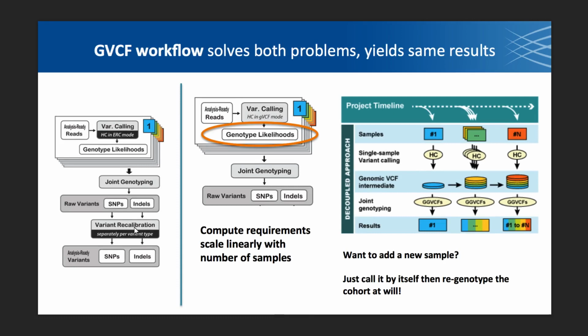So the GVCF version, where we output genotype likelihoods in this intermediate file, scales linearly with the number of samples, which is quite wonderful. And so you can always hold on to those intermediate files and combine them together with as many more samples as you'd like later on.